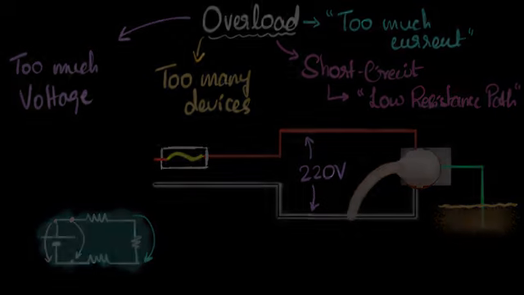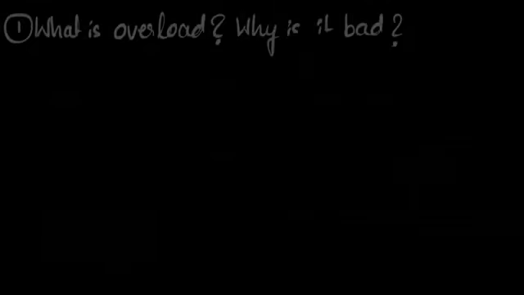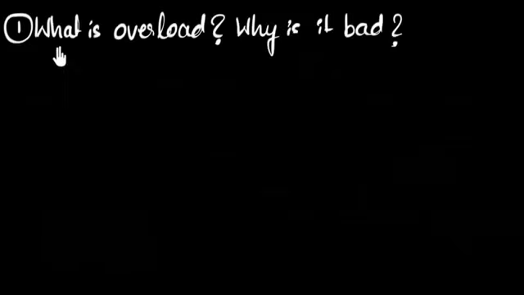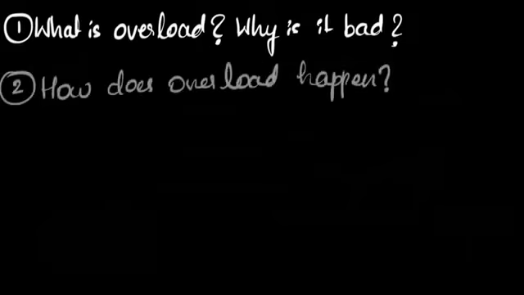Let's quickly recall what we just learned. Can you recall what is the meaning of overload in electrical circuits and why is it bad? Then how does overload happen? What are the different ways in which overloading can happen?